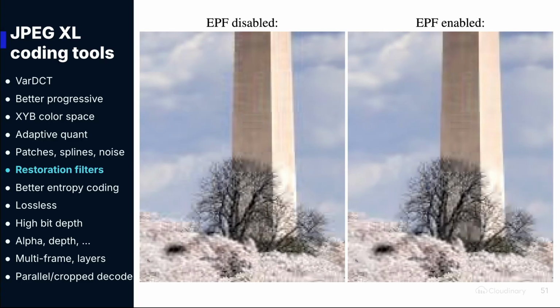Then there's the edge-preserving filter, EPF. You can see the effect here. On the left is with EPF disabled. On the right it is enabled. The main point of this one is that it can smooth away the ringing artifacts you get close to the edges without making the edges themselves blurry, or without ruining all the fine details in the image.